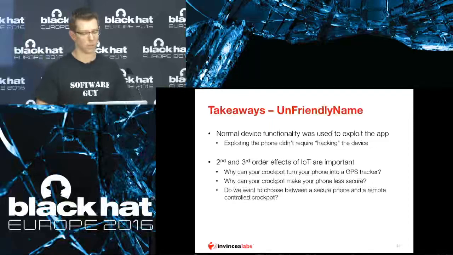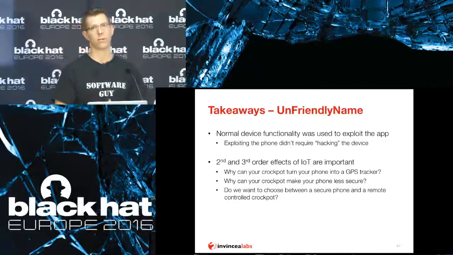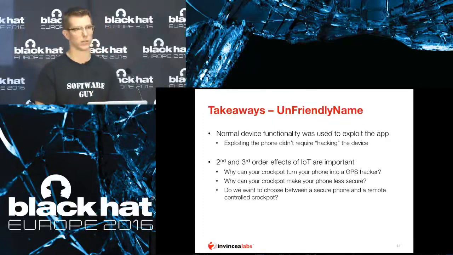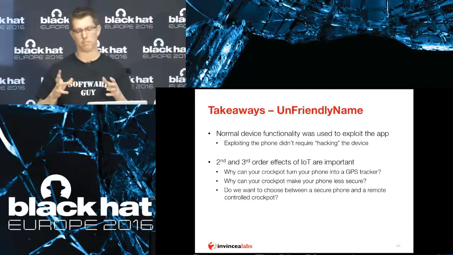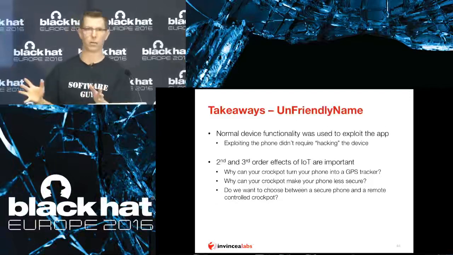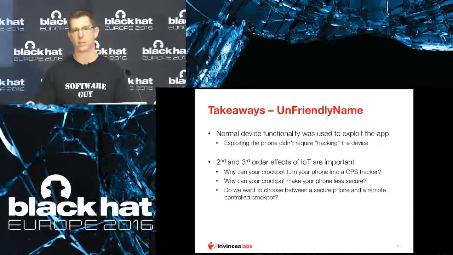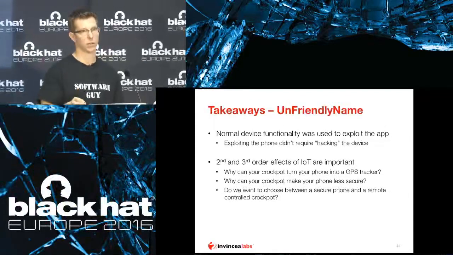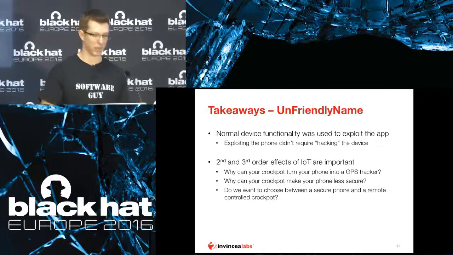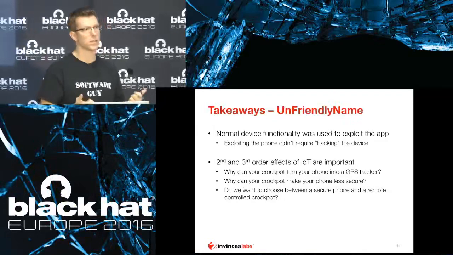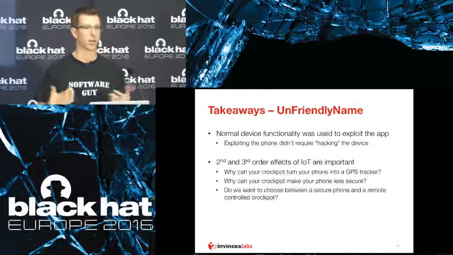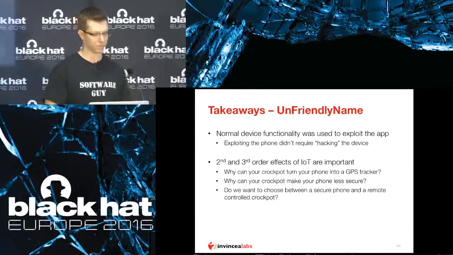The second thing is we want to talk about the second and third order effects of IoT. That's what we're starting to call this stuff. So the first order effect is I break into someone's device, and I put a botnet there and it DDoSes Brian Krebs' website. Oh boy, that's terrible. But these are the second and third order effects, right? Why is it the case that if I can do something to your device, I can turn your phone into a GPS tracker, right? Why is it the case that an IoT device like a crock pot could make this stuff less secure, right?